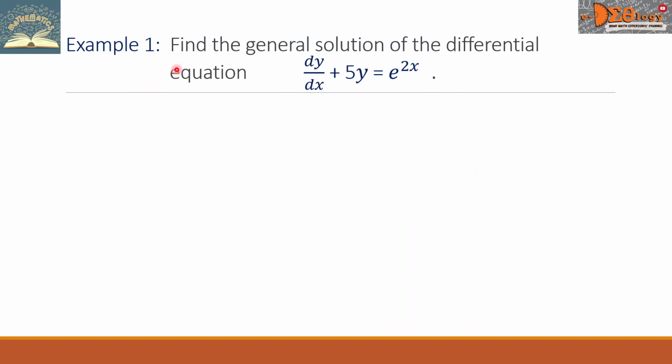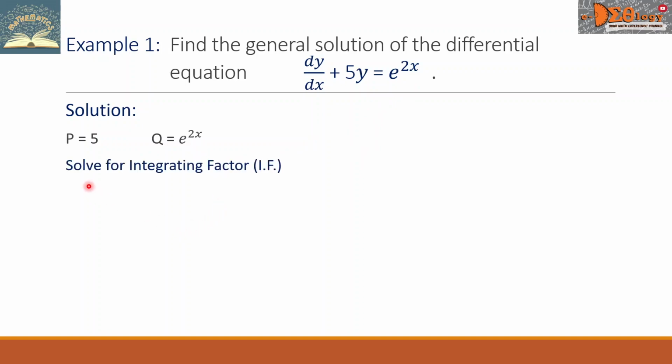Example 1. Find the general solution of the differential equation dy over dx plus 5y equals e raised to 2x. We can see here that our equation is in the standard form already. So we can collect the P and the Q. The value of P is this number 5, that is the coefficient of y, and the Q is this value e raised to 2x.